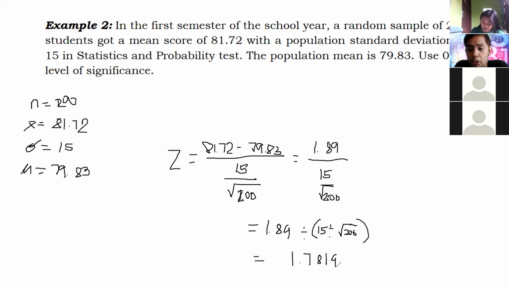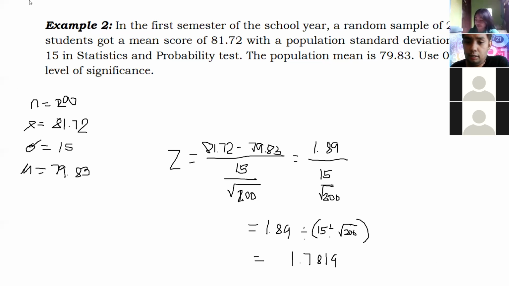Do you have the same answer? Yes, sir. 1.7819. Okay po. Bakit ko po hindi muna in-square root ang 200? Kasi nagkakaroon tayo ng discrepancy kapag kinuha natin agad yan, basta i-round off. Wala muna tayong rounding off na mangyayari. Sa dulo tayo mag-round off sa final answer. Okay, so it will be better na isulat natin siya as 1.89 divided by, open parenthesis, 15 divided by the square root of 200.